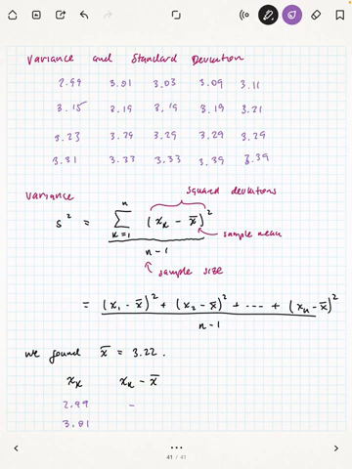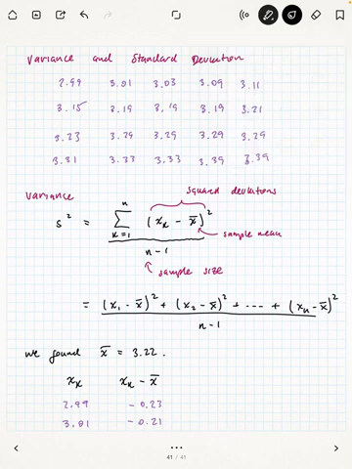I get negative 0.23. Okay, so negative because my data value is left of the mean. And then if I do the same thing for 3.0, I get negative 0.21. As you go down your list, you'll notice that you'll get negative deviations until you get to just around where the mean is. So none of our data values match exactly with the mean, but at some point, the deviations become positive.